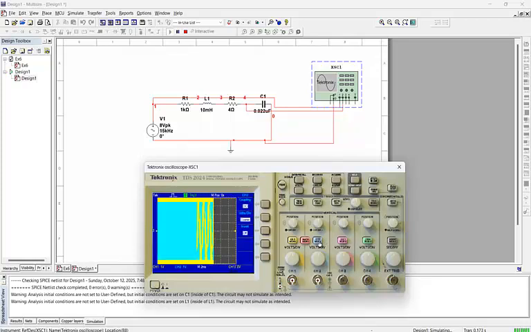Make channel 2 on also, single sequence. After that I'm going to enlarge the second per division, enlarge more. The yellow signal is for the input source, and the blue one is for the output, which is across the capacitor between node number 4 and 0, the ground.